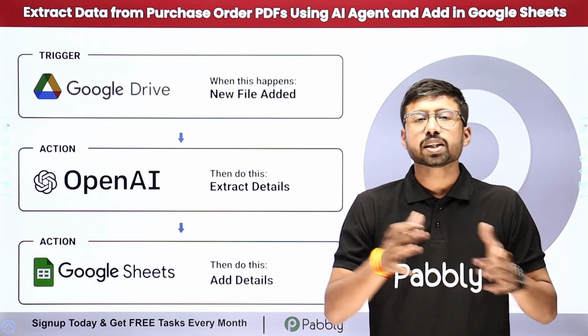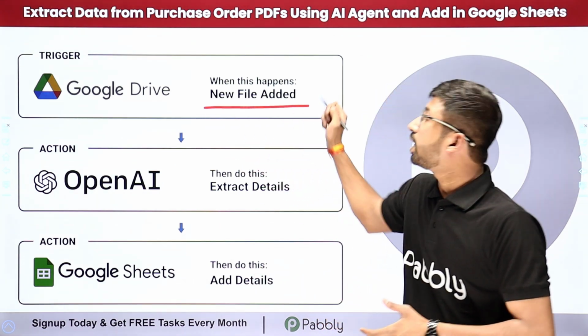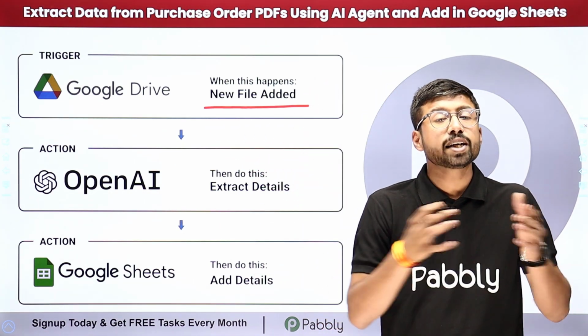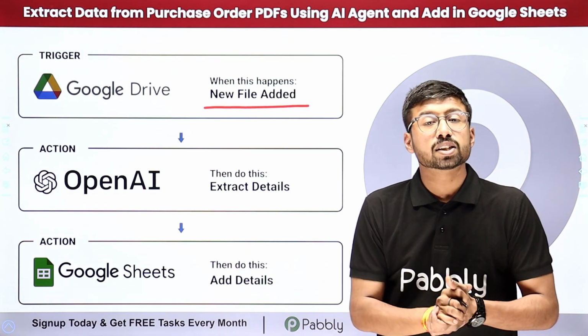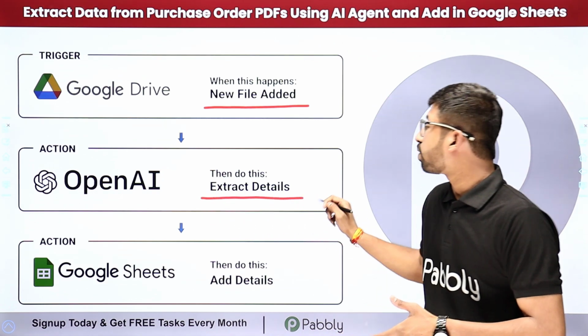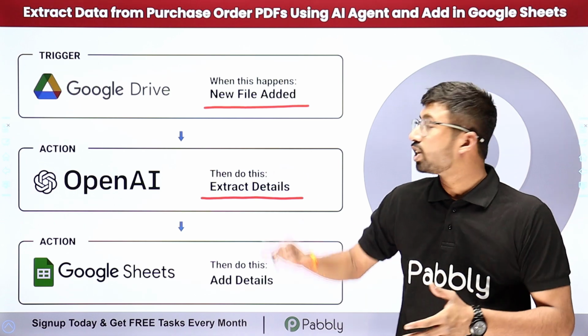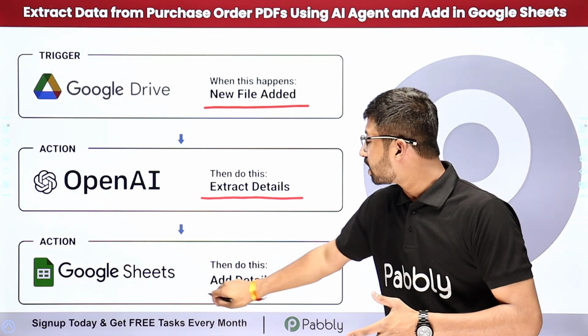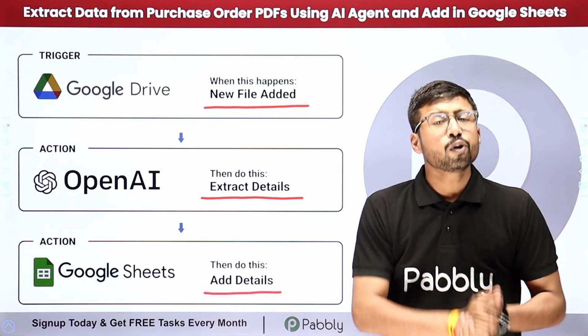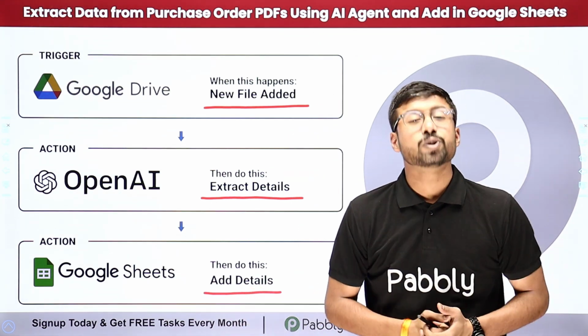Now this AI agent will capture the PDF file of the new purchase order which we are uploading in our Google Drive folder. After collecting the file, this AI agent will send the same file to OpenAI, and using OpenAI, we are going to extract the details from these purchase orders. After extracting the details, at last, this AI agent is going to add all of these details in our Google spreadsheet. Now, if you want to learn how you can build this AI agent all by yourself, for that, let me just take you to my screen.